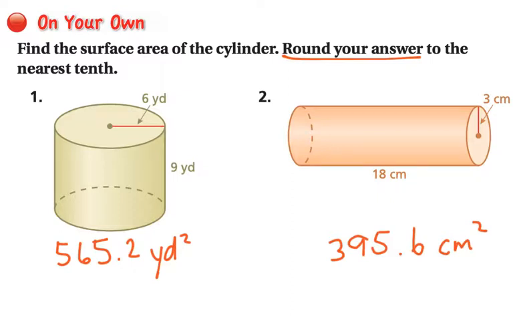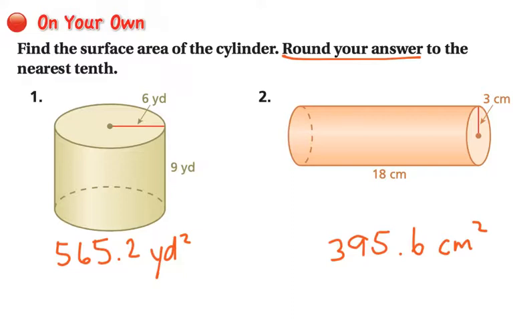So here you are for number one. If you were successful, you should have gotten a total surface area of 565.2 square yards. And for number two, it would have been 395.6 square centimeters.